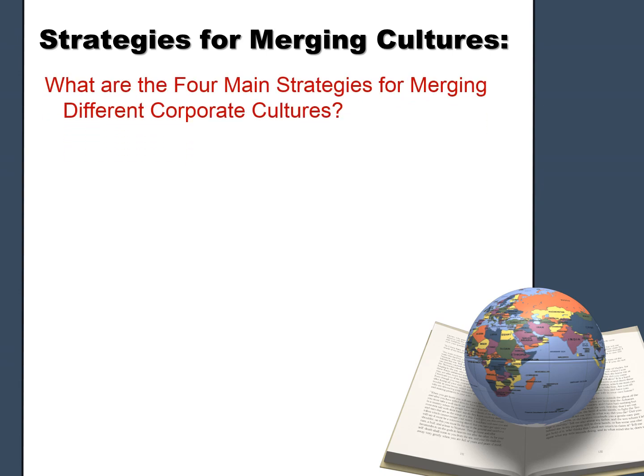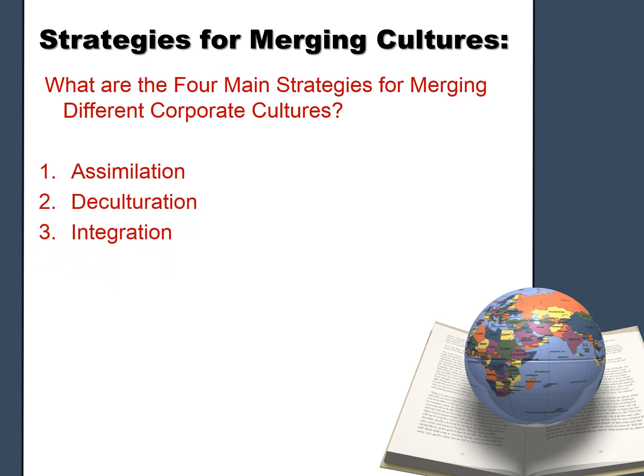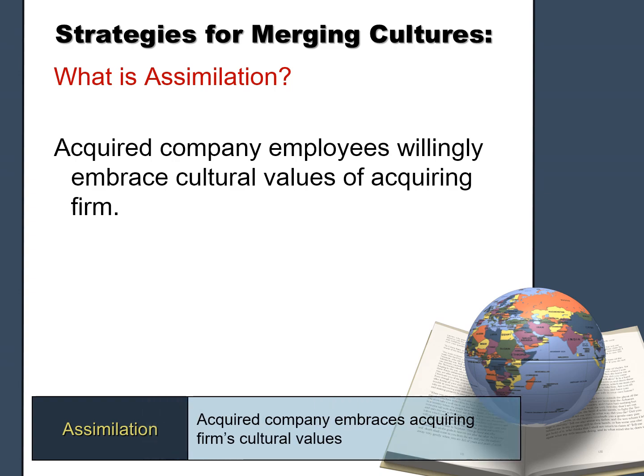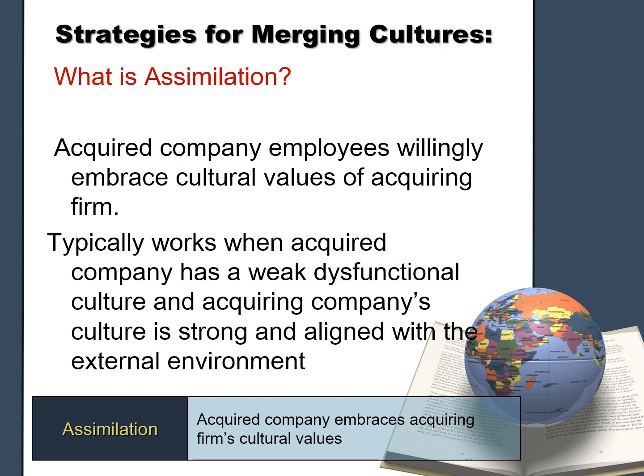There are 4 main strategies for merging different corporate cultures: assimilation, deculturation, integration, separation. So, assimilation is acquired company employees willing to embrace cultural values of the firm acquiring them. Typically, workers are happy about this when the acquired company has a weak dysfunctional culture and the new company acquiring them is strong and aligned with the external environment.